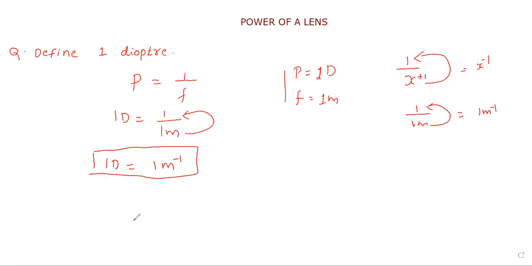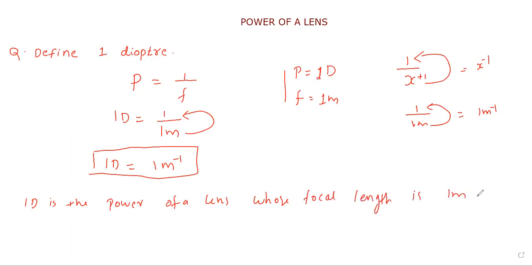That is, 1 diopter is defined as, what is 1 diopter? 1 diopter is the power of a lens whose focal length is 1 meter. So what is diopter? 1 diopter is the power of a lens whose focal length is 1 meter.